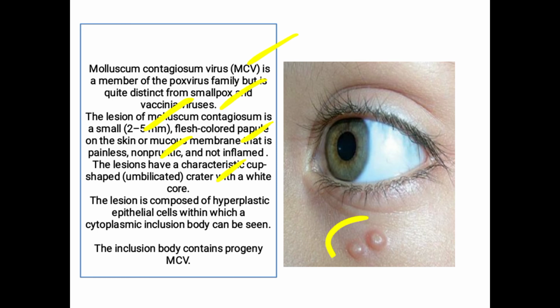Look at this. This is the lesion of the Molluscum contagiosum virus, MCV. The lesion is composed of hyperplastic epithelial cells, which have cytoplasmic inclusions that can be seen during diagnosis. When you diagnose MCV, you should note that it will form inclusion bodies and you can see them through a microscope. The inclusion body contains progeny of MCV.